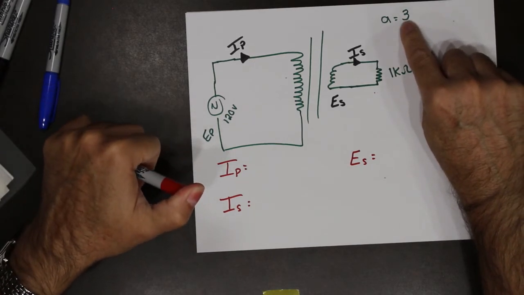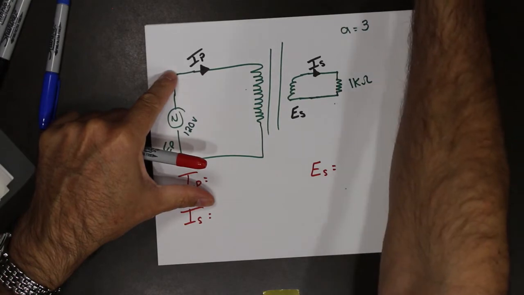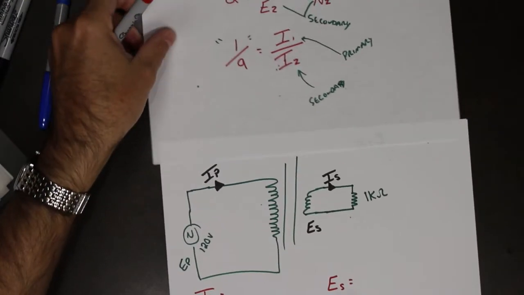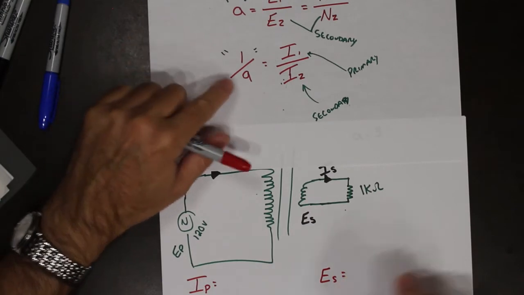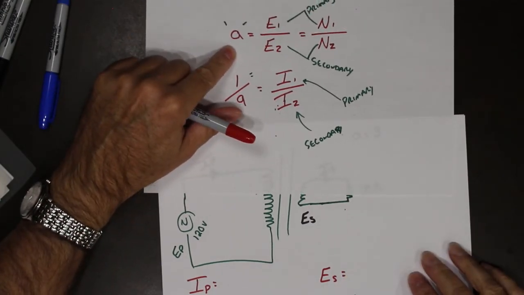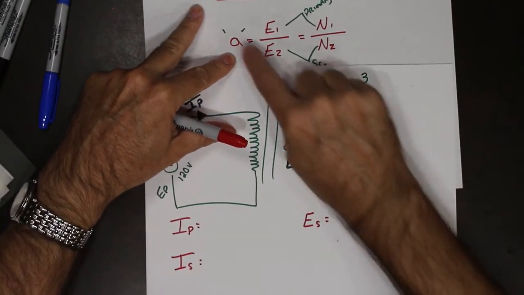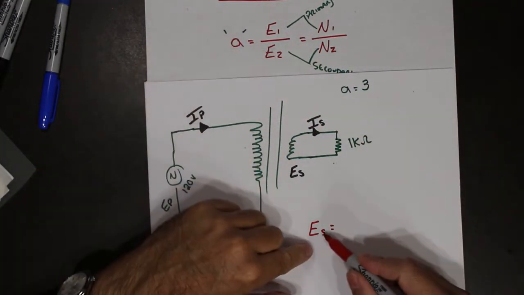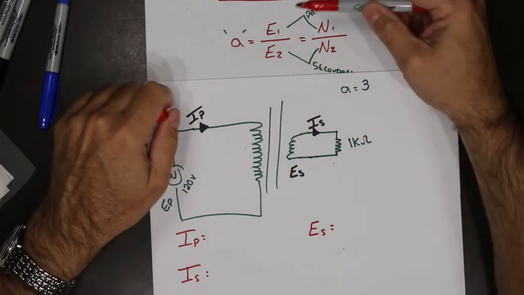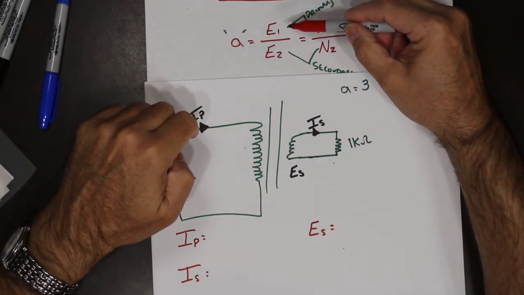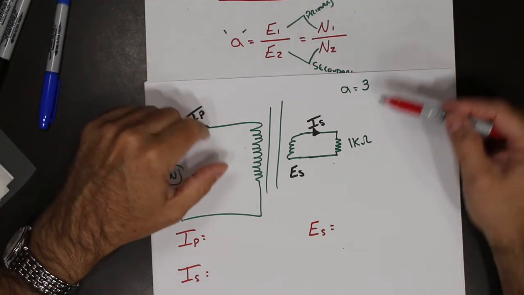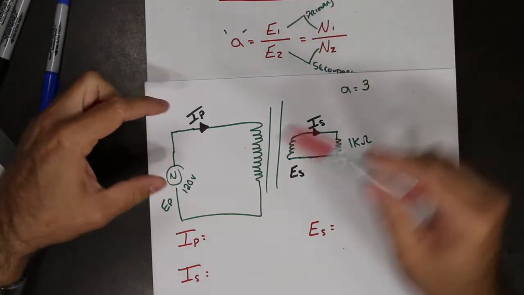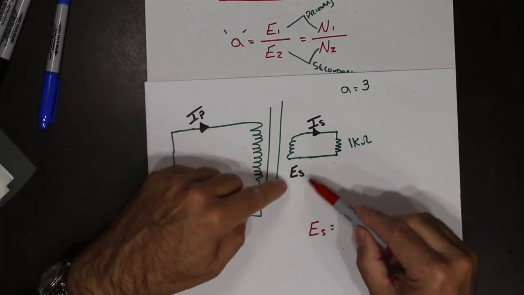We know that the transformation ratio is 3. So if we go back to our formula here, we can see that A is equal to E1 over E2. E2 is your secondary, so there's your secondary. Sometimes you'll see primary as 1 and secondary as 2, and sometimes it's labeled as EP or ES.